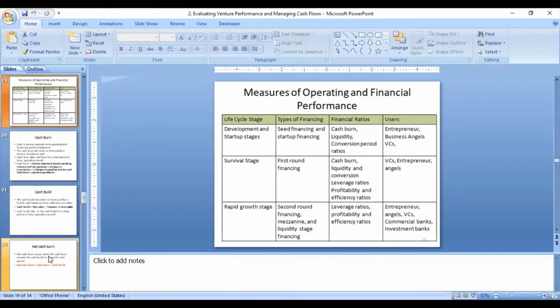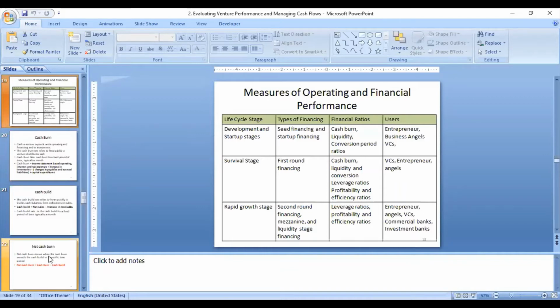So the leverage ratios we have to calculate. And when it comes to the rapid growth stage, you can see leverage ratios, profitability ratios, and efficiency ratios we can use in order to provide information to the external fund providers. Likewise, those ratios are not a new thing for you. In the second year and also in the third year, in corporate finance and financial management, you have learned these ratios more than two or three times. Therefore, there is no need to explain these ratios.